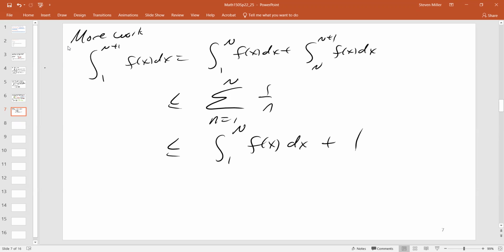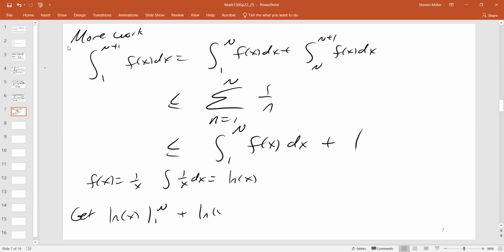So for our problem, if f of x equals 1 over x, what is the antiderivative of 1 over x? So what function has derivative of 1 over x? Natural log of x. So we get, the first one is going to be the natural log of x evaluated at 1 and n. And if we want to be a little bit more careful, the natural log of x evaluated at n and n plus 1 is less than or equal to the sum from 1 to n of 1 over n, is less than or equal to the natural log of x at 1 and n plus 1.